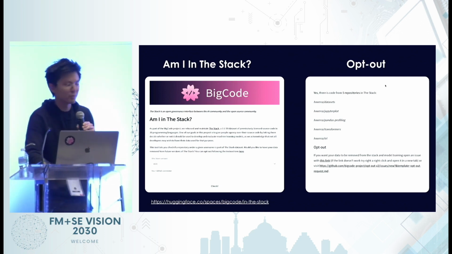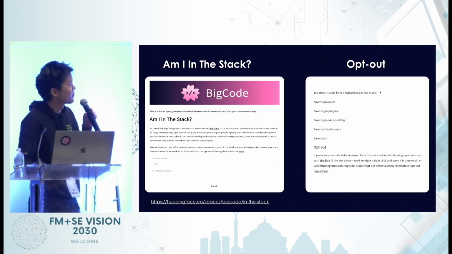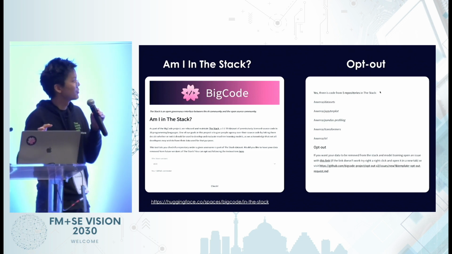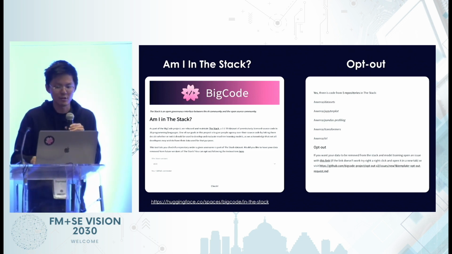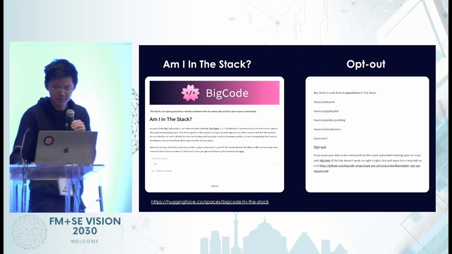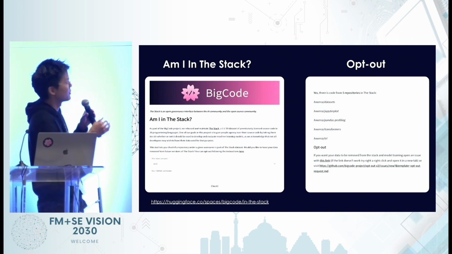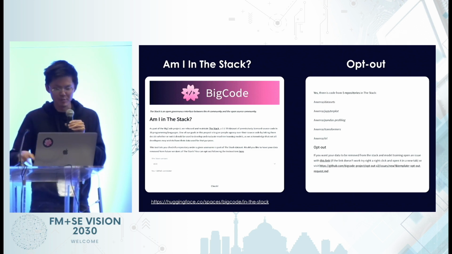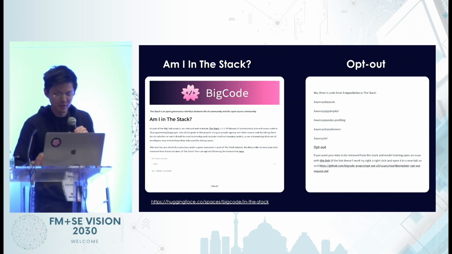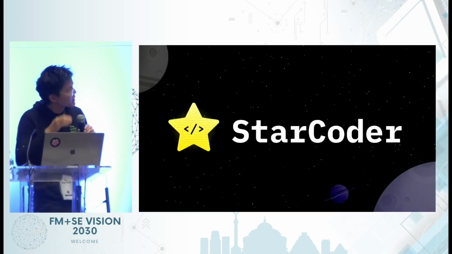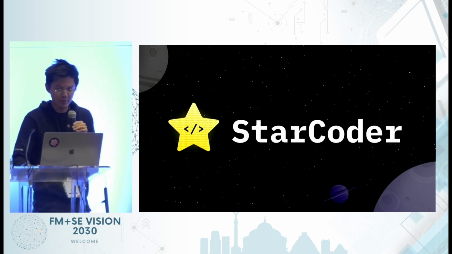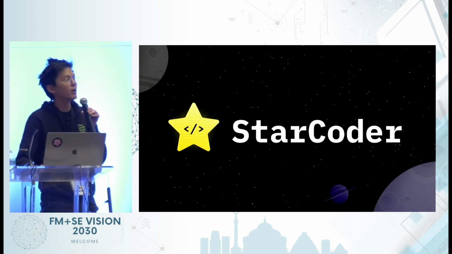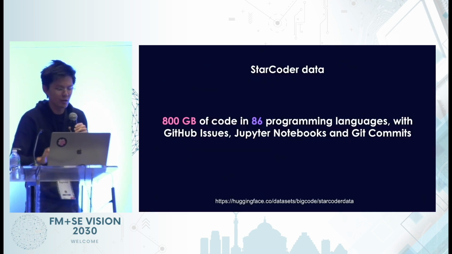And the opt-out mechanism, the goal is to give people a chance to say if they want their data not to be part of these datasets. So if you fill in the form, you can remove your repositories from the dataset. So that's it for the data collection, and now I'm going to talk about a bit of the process of training a model on that.